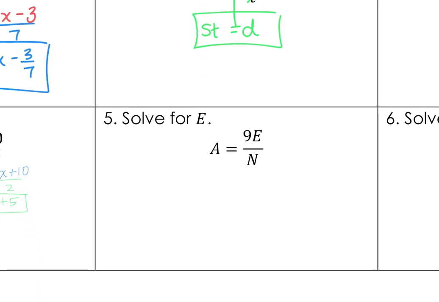Okay, so number 5, similar with an added little twist. So you and your partner take 45 seconds. We are solving this for e. Ask yourself, what's being done? And then undo it.